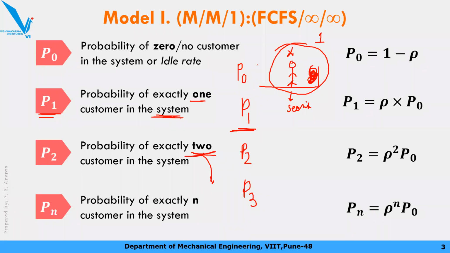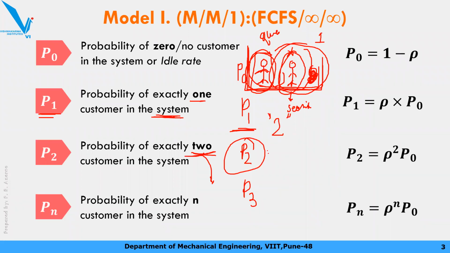But we need to calculate, sorry, there should be exactly one customer in the queue. This person should be in the queue. So how many customers are present in the system, or how many should be present in the system? One who is getting served and one standing in the queue, right? So that means how many customers are in the system? Two. So in this case you have to calculate actually the P2 value.